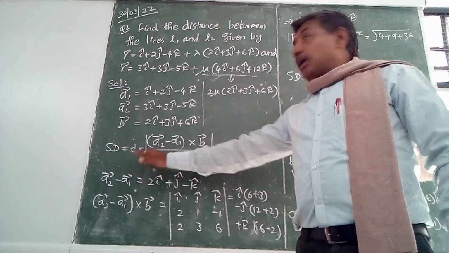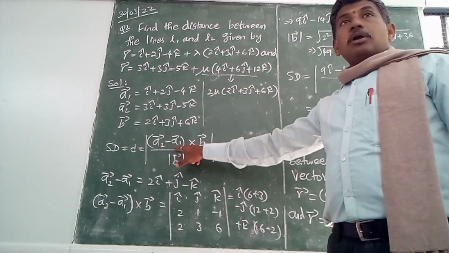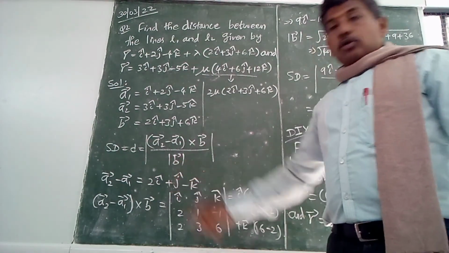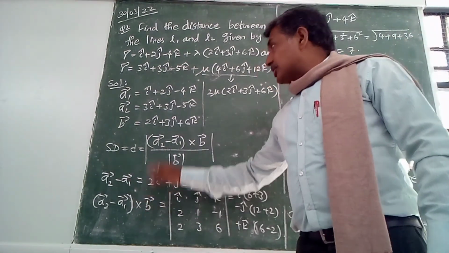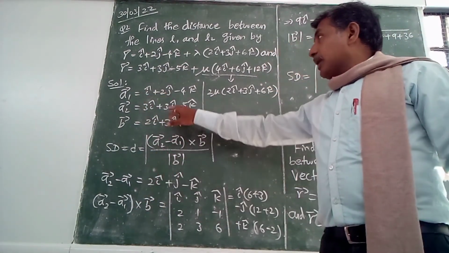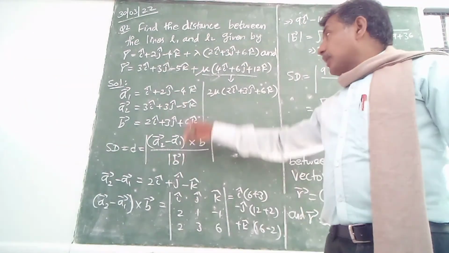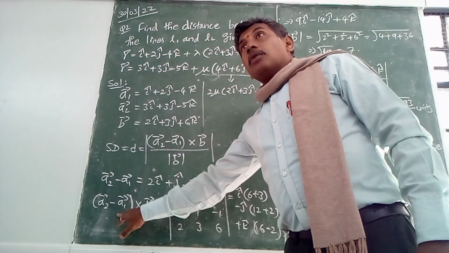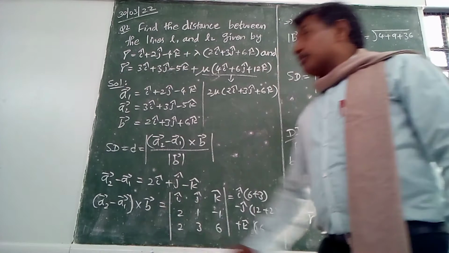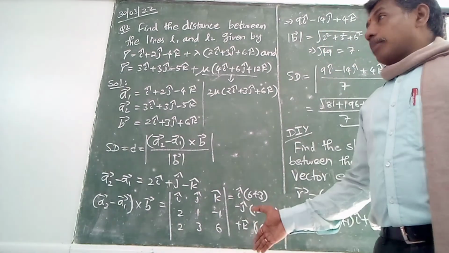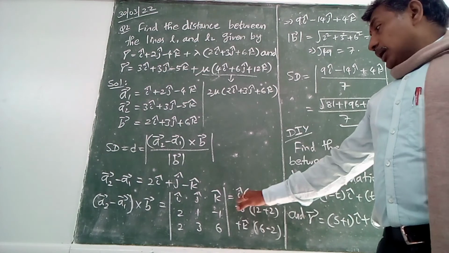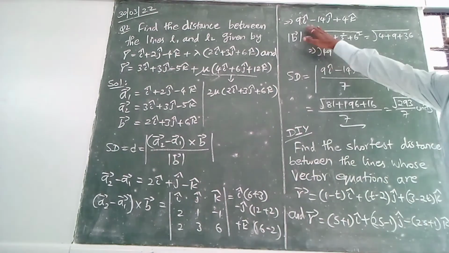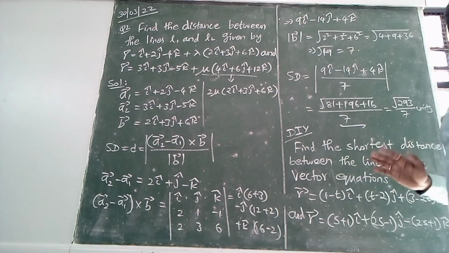So the shortest distance formula when parallel lines are given: A2 minus A1 cross product B vector, whole divided by magnitude of B vector. So A2 minus A1 is: 3 minus 1, 2i cap; 3 minus 2, j cap; minus 5 minus of minus 4 is just minus k cap. Then A2 minus A1 vector cross product B vector, we have to use matrix form. Then we get i cap 6 plus 3, minus j cap 12 plus 2, and k cap 6 minus 2. So when you simplify: 9i cap minus 14j cap plus 4k cap.